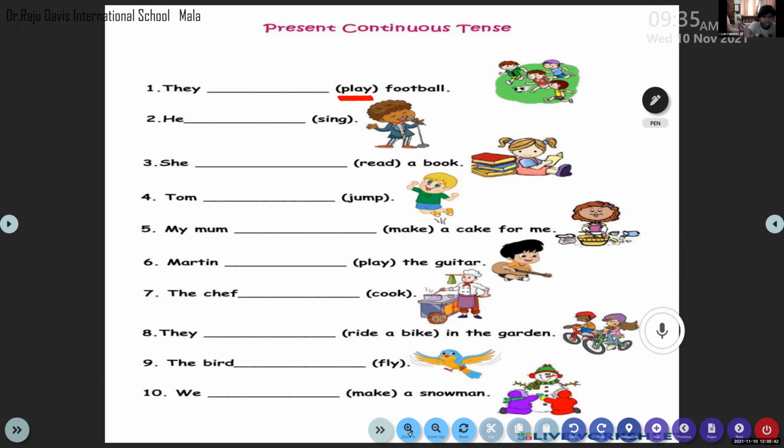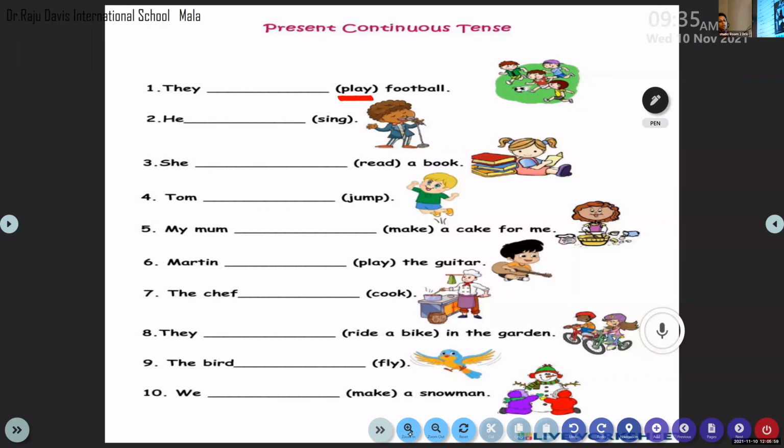Page number is not there. All of you, look at the slide, or else you can take a rough book and get ready. Here there are 10 sentences.